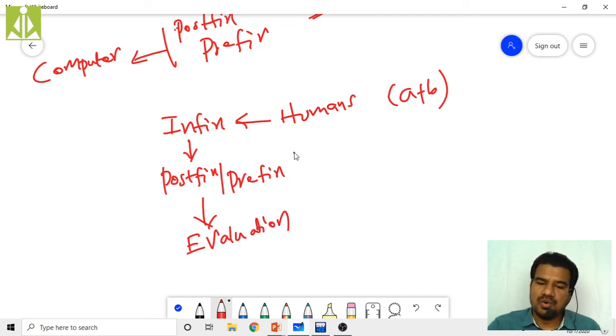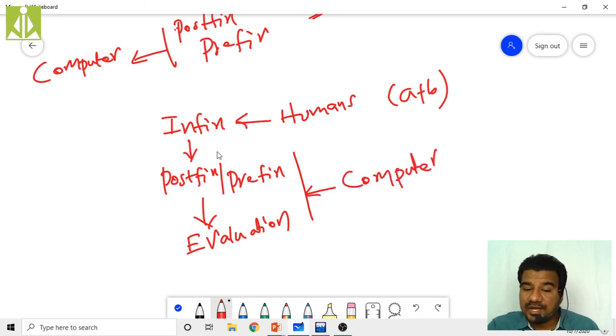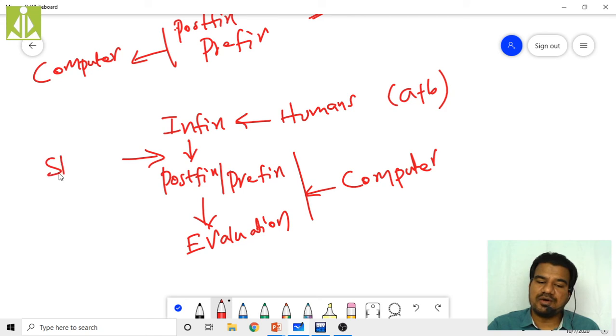So these two, who will do? The computer will do. So in order to convert this infix to postfix, or infix to prefix, the computer or the compiler makes use of a stack. This is one of the stack applications. Conversion of infix to postfix, conversion of infix to prefix, it is an application of the stack. So the computer will make use of a stack.